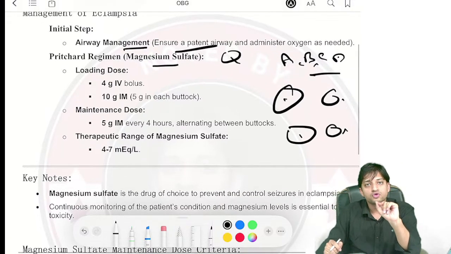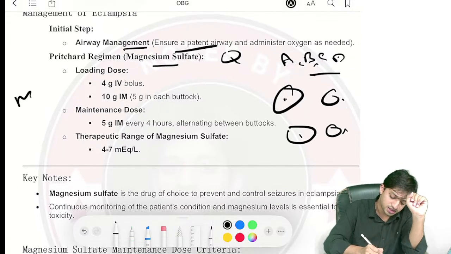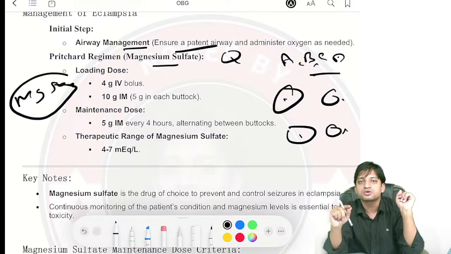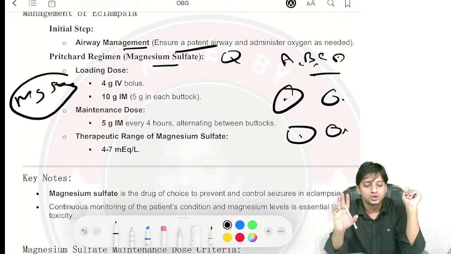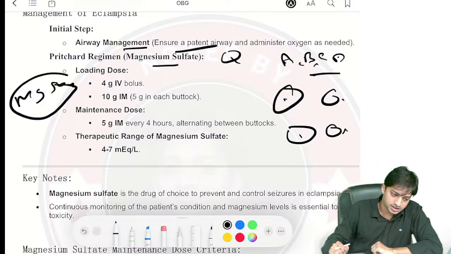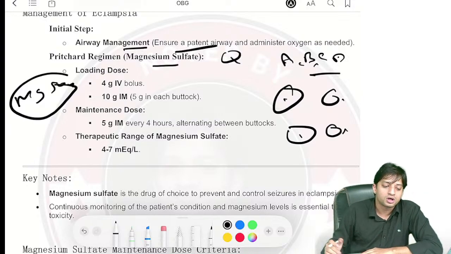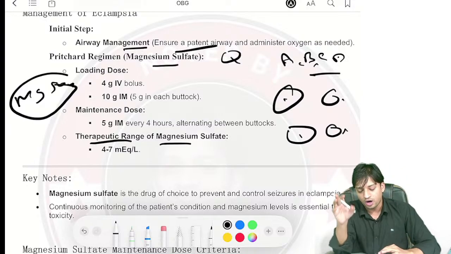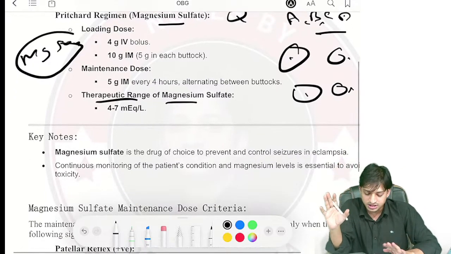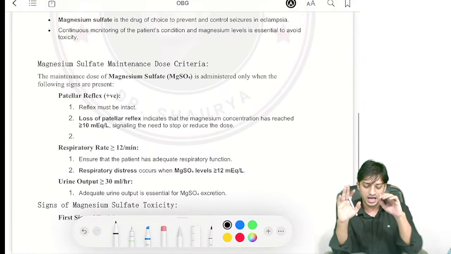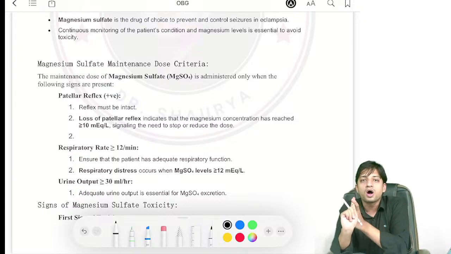Now, you have to monitor. Magnesium sulfate is a good drug, but the problem associated with it is the risk of magnesium sulfate toxicity. So you have to rule out toxicity as well. For ruling out toxicity, what will you have to do? You will have to look for the magnesium sulfate toxicity signs. So how do you monitor them? You will have to look at the deep tendon reflexes or the patellar reflex.